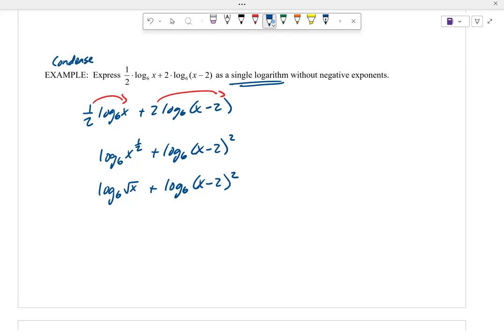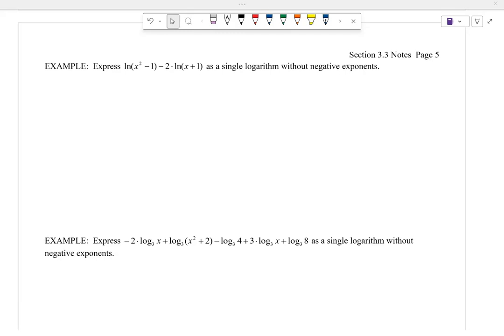Now notice I got a plus between them, so I'm going to condense them. That's the product property, and they both have to be the same logarithm. They are both log base 6. So square root of x is going to be multiplied by x minus 2 squared. And so that is one single logarithm. All right, let's condense this one as well into a single logarithm.